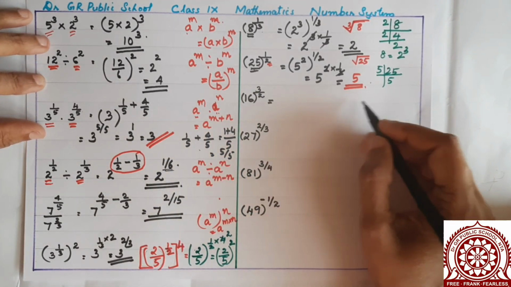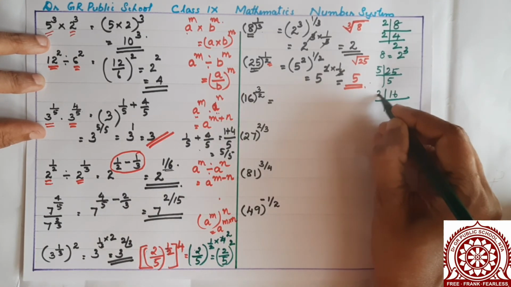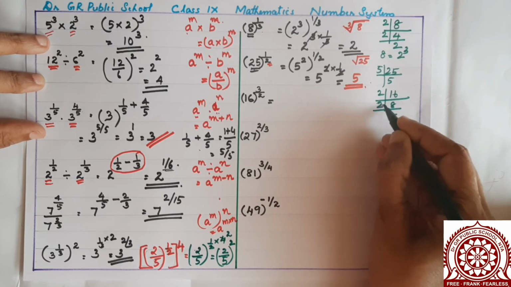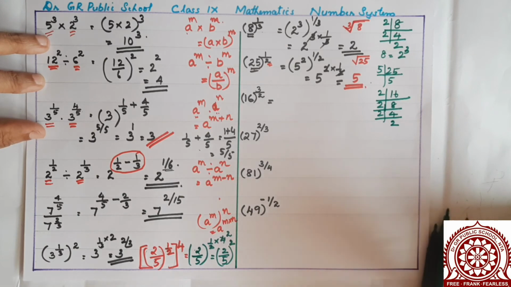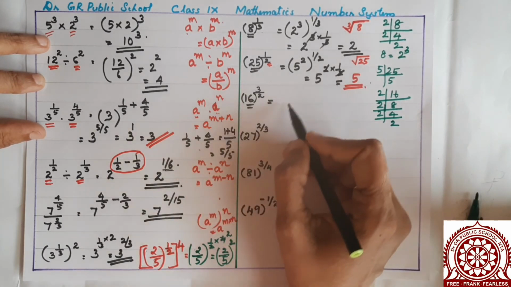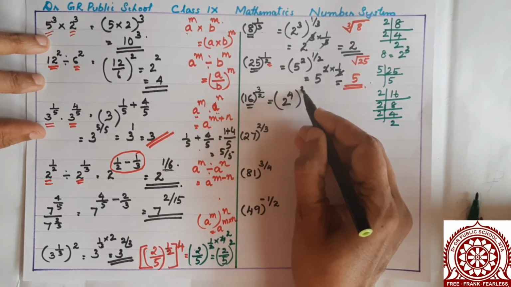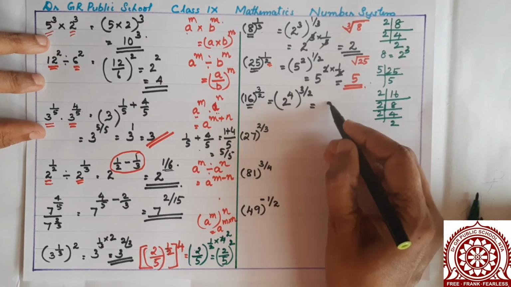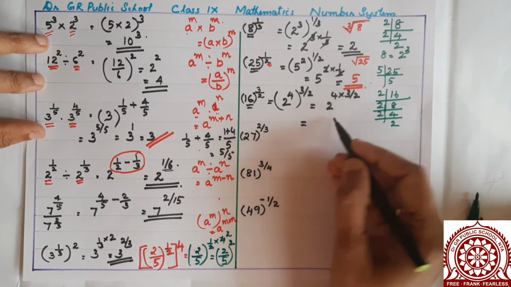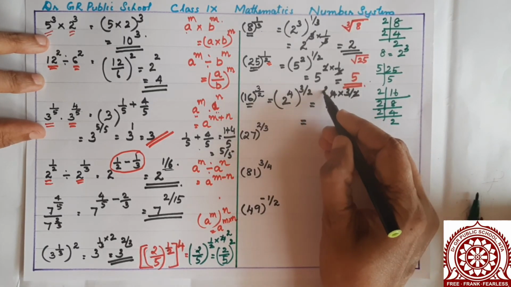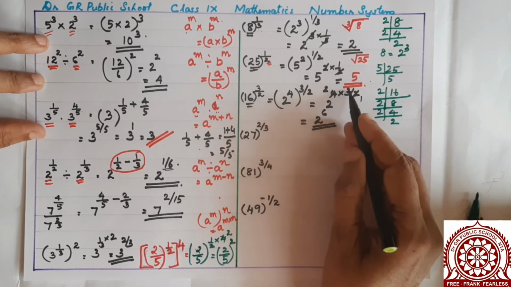So, prime factorization of 16 we can do. What is it? 16, 2, 8, 2, 4, 2, 2. So, how many times of 2? 4 times. So, 16 can be written as what we can write? 2 raised to 4, the whole raised to 3 by 2. It is 2 raised to 4 multiplied by 3 by 2. So, 2 and 4 you can cancel. So, what is remaining? 2 raised to 6. 2 into 3, 6.